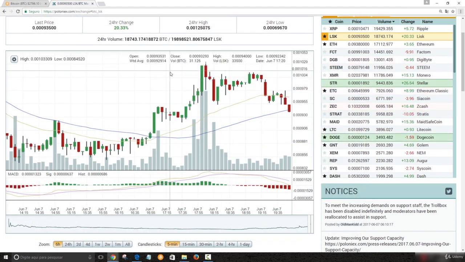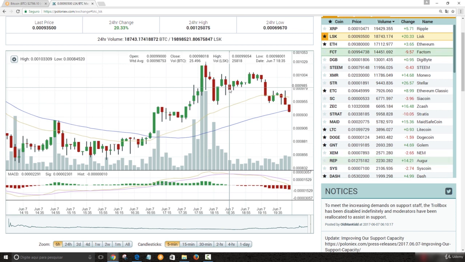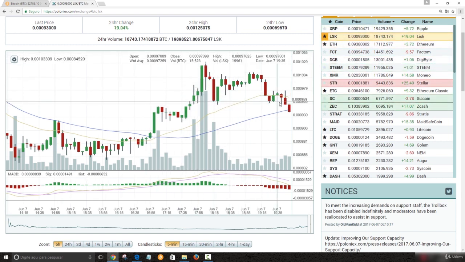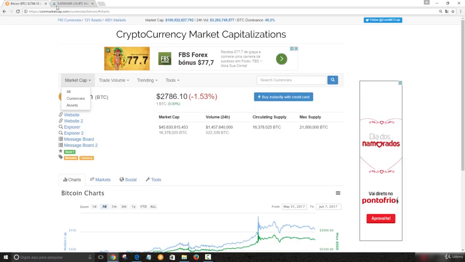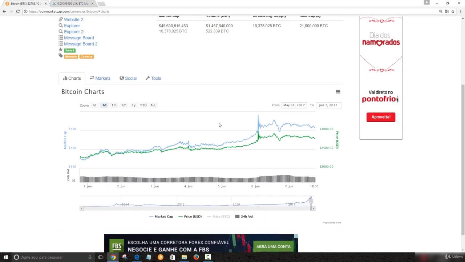So when you want to know the highest that it has reached, you just have to analyze the chart by hovering your mouse on top of these icons, and then you're going to see the highest and the lowest, and all of these points. And here is going to show you the last 24 hours, the highest and the lowest. So check all the chart analysis.